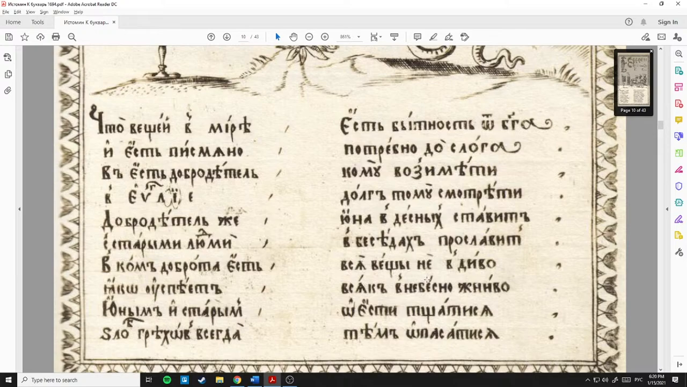Вся вещи не в дива. All things are not a miracle or a wonder. All things that happen to them aren't a miracle because they're good. Яко успіет. Яко is like как. Успіет is succeed. So, яко успіет, how succeed. Всяк в небесно. Всяк, everyone, in небесно, in небеса. Sky. Небеса, like рай, sky.